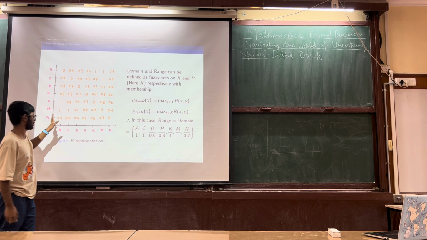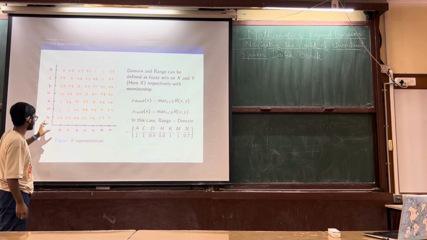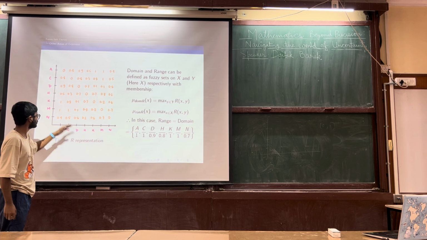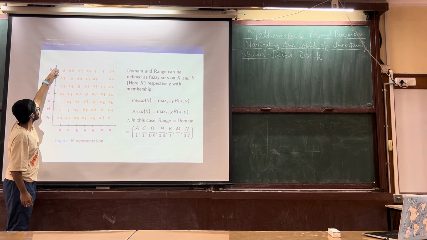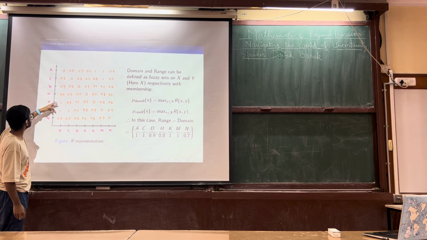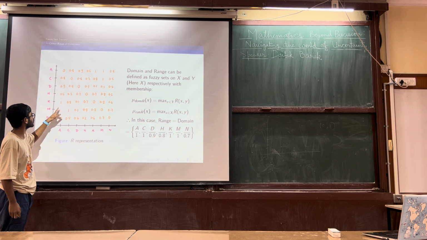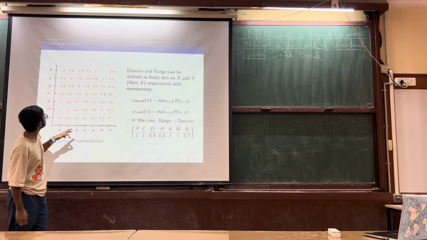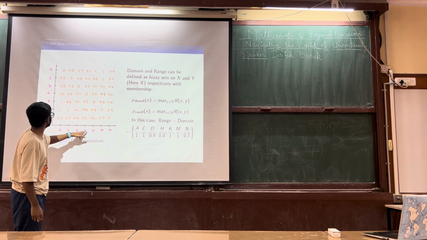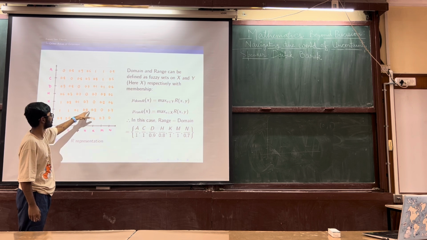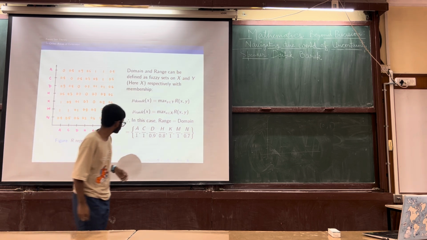But in a general case, if I have to represent the membership of A in the domain, we take the maximum of this row, and that would be 1. So the membership of A in the domain set of R is 1. If we take an example which is not 1, like H, it has a membership of 0.8. That is how it works.